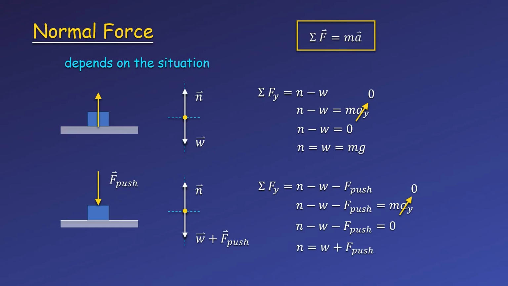Now, if we solve for the normal force, we see it is larger. It is equal to the weight plus this pushing force. And this also makes sense because the normal force must counter the weight and the added force to keep the box from going through the surface.